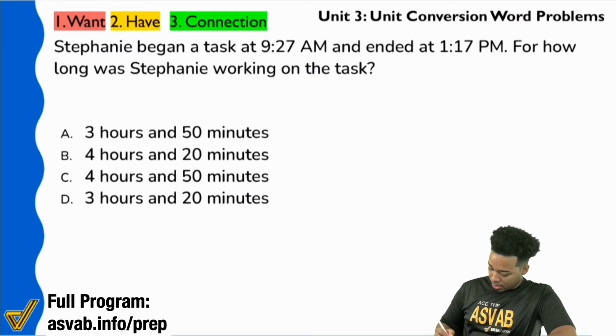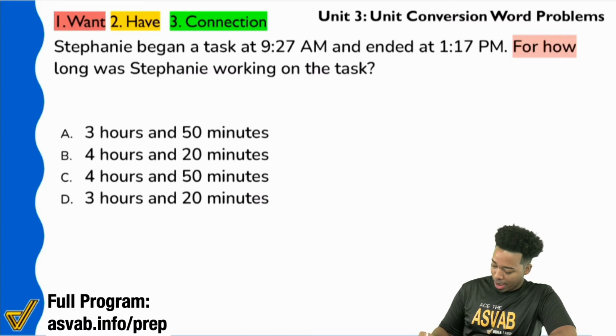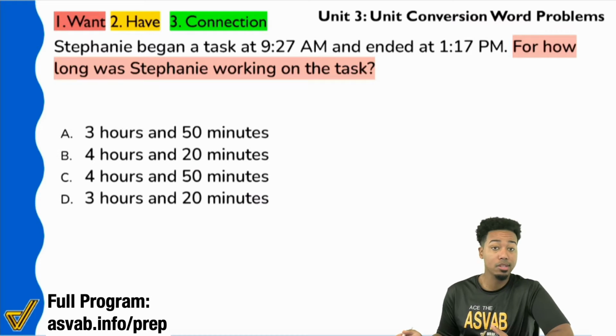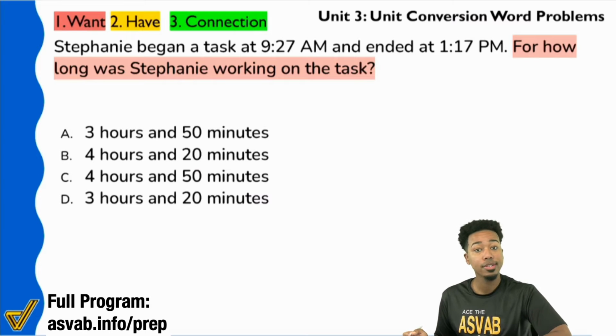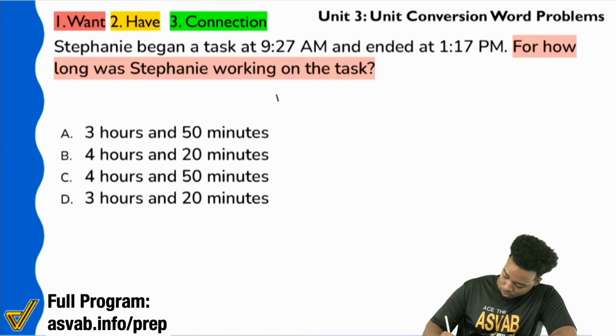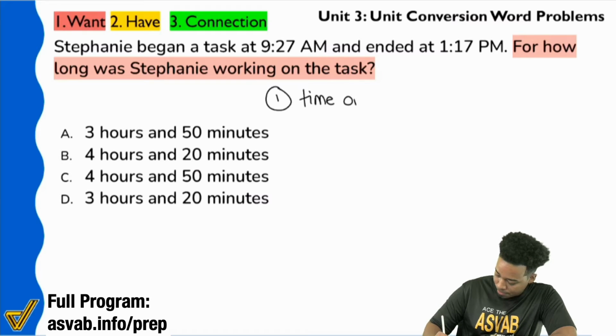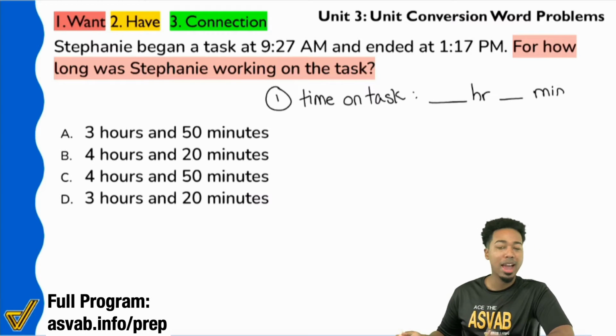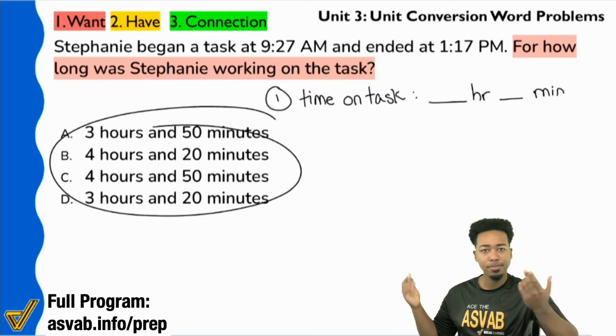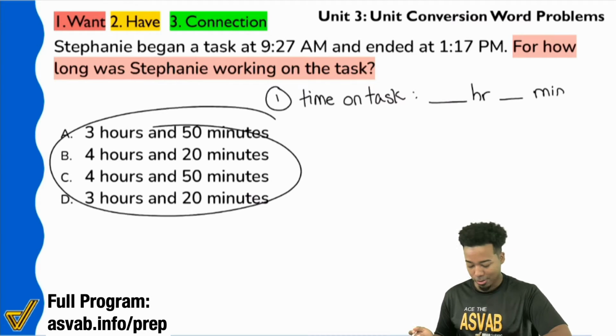Part 1, read the question. It says, for how long was Stephanie working on the task? Sounds good. So it looks like we want a time amount. We want to know how long Stephanie was working on this. Great, cool. So what we want, time on task, right over here. And we'll say blank hours, blank minutes. And I'm only writing hours and minutes because if you look at your answer choices, they all say hours and minutes. So cool, sounds good.